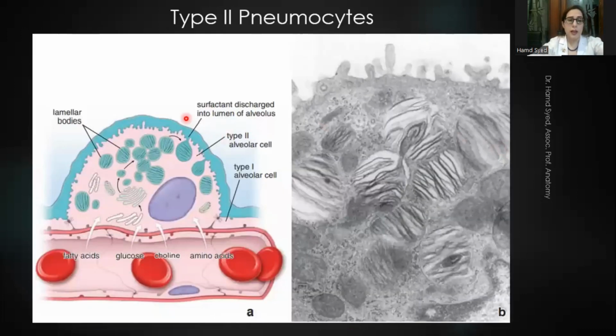So here we can see on the left is a simple drawing, and on the right we can see the transmission electron micrograph showing us the apical cytoplasm of the type 2 pneumocyte containing these membranous granules, and within these granules you can see there are these lamellar bodies. So over here, these lamellar bodies are going to secrete this material, which is known as surfactant, onto the surface of the lining epithelial cells. And this is a surface active agent.